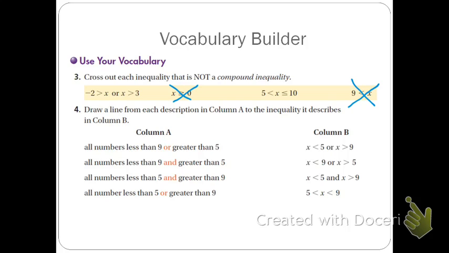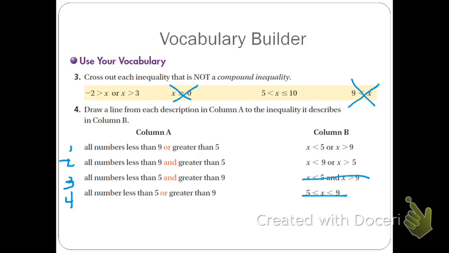Problem 4, draw a line from each description in column A to the inequality it describes in column B. Okay, so let's see here. I'm just going to number these real quick. There's 1, 2, 3 and 4. So in problem 1, all numbers less than 9 or greater than 5. There we have the or statement, so we are expecting the word or. That means you can eliminate this one here and that one there, because the one that has the two inequalities but no and or or statement is always an and. We can eliminate those two.